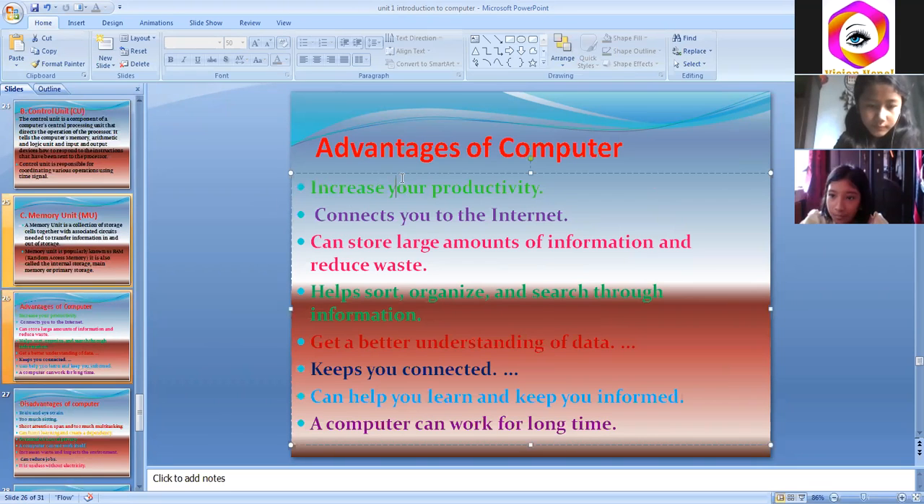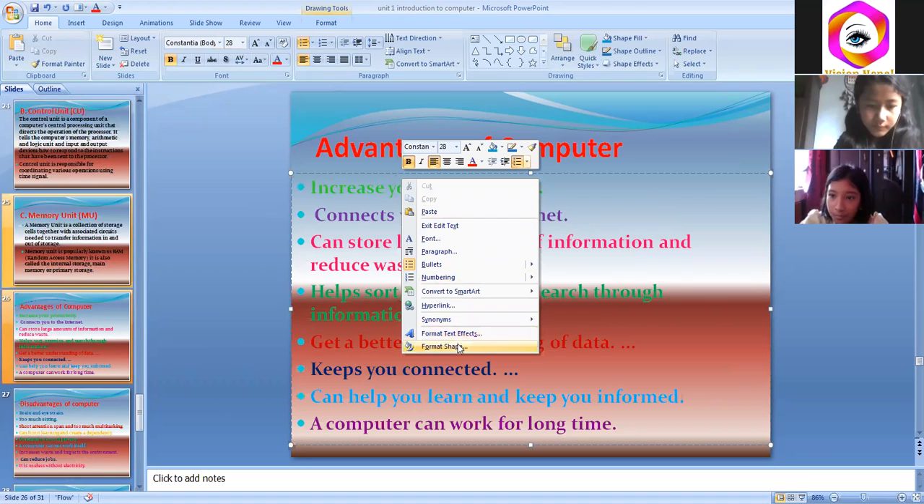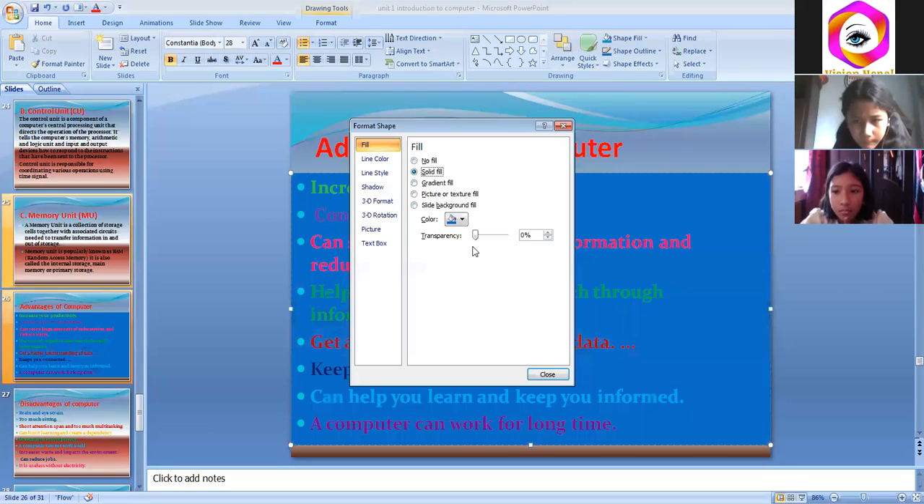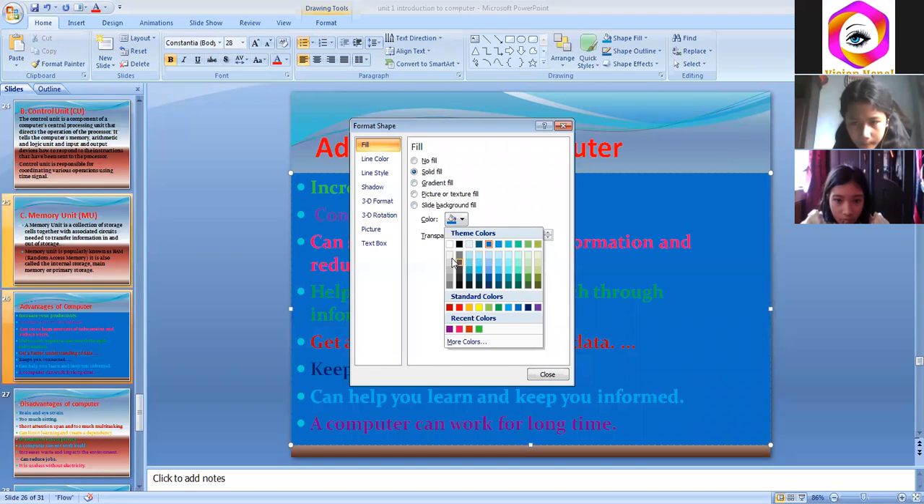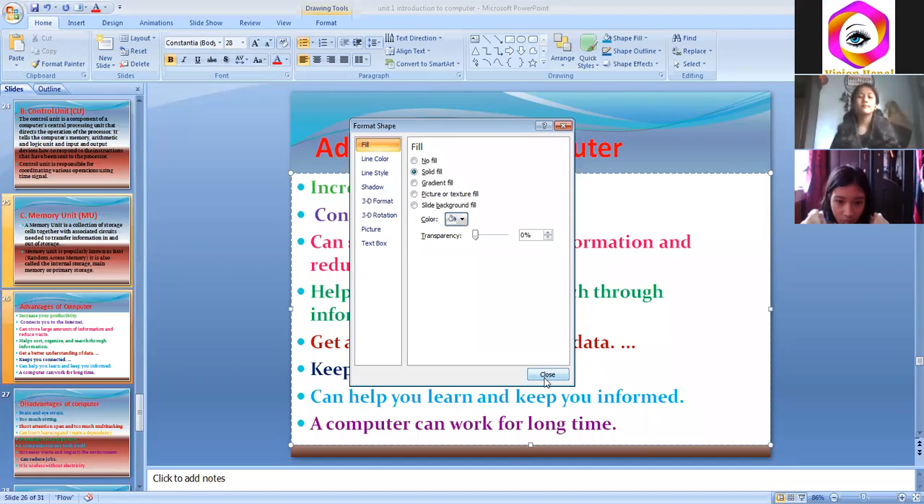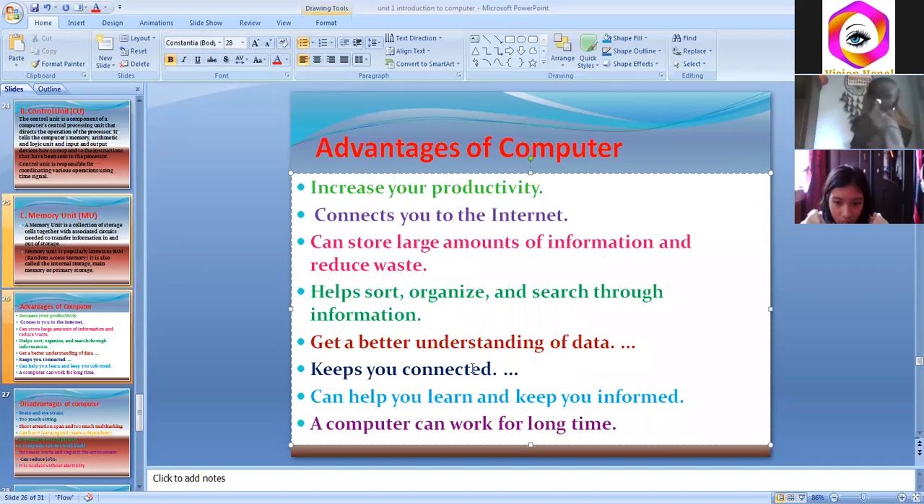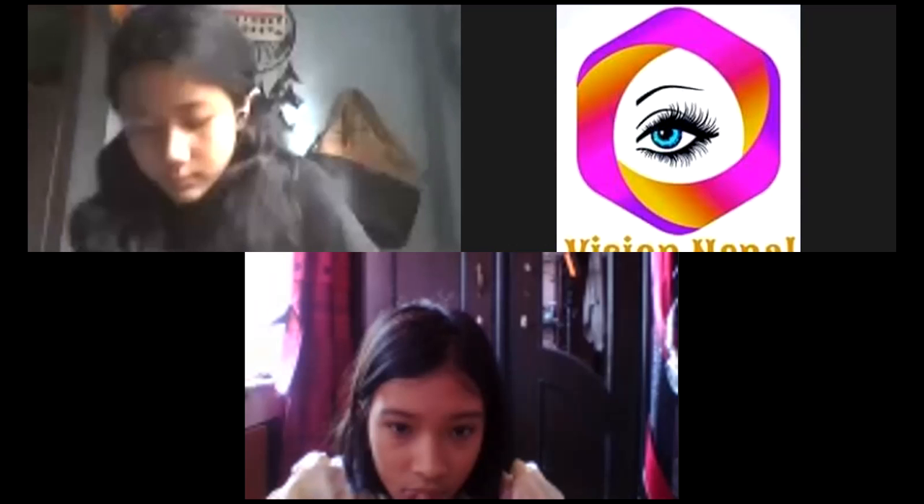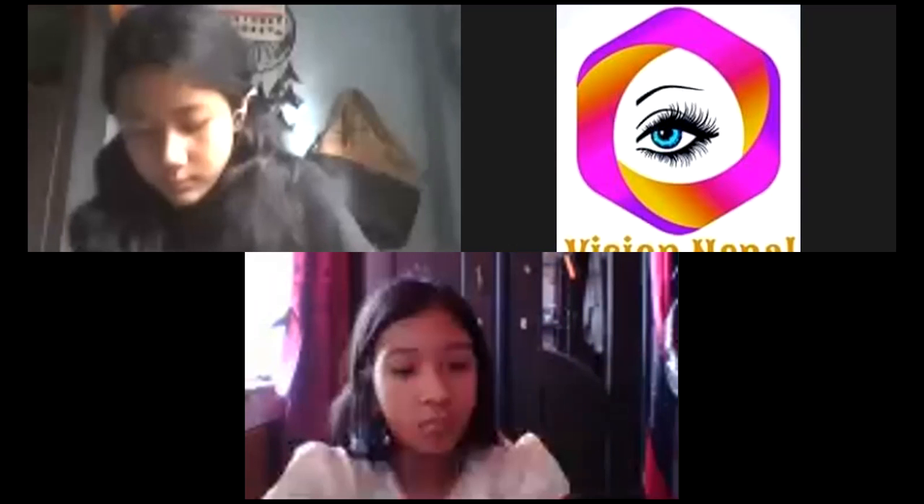Advantages and disadvantages of computer. See the advantages. I think you can tell yourself what are the advantages of using computer.